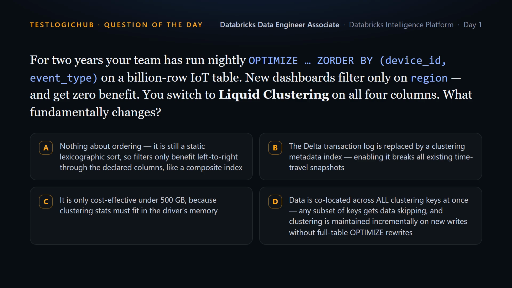It's still a static lexicographic sort, so filters only benefit left to right through the declared columns, like a composite index. B. The delta transaction log is replaced by a clustering metadata index. Enabling it breaks all existing time travel snapshots. C. It's only cost-effective under 500 gigabytes because clustering stats must fit in the driver's memory. D. Data is co-located across all clustering keys at once. Any subset of keys gets data skipping, and clustering is maintained incrementally on new writes, without full table optimized rewrites.